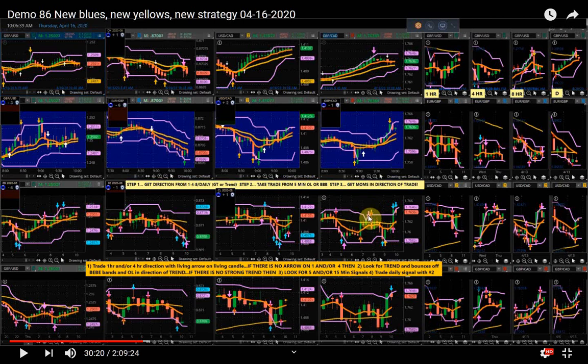What was the other one I wanted to show you on this? Yeah, the GCAD I've shown. I'm not sure, it might have been the EG. Yeah, the EG 4 hour.